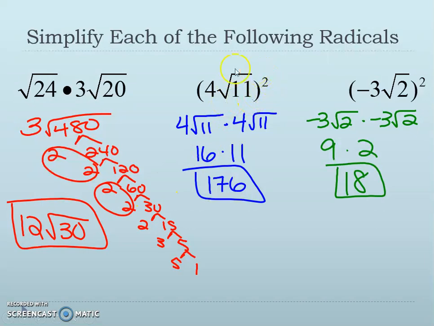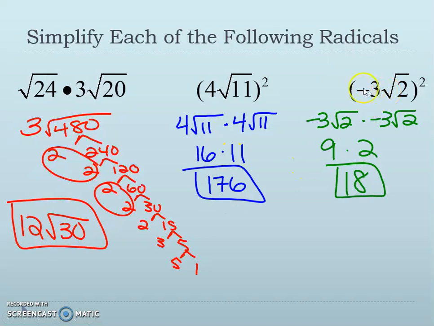Over here, if you have parentheses squared, that means you're going to do 4 radical 11 times 4 radical 11. 4 times 4 is 16. Radical 11 times radical 11 is just 11. If you multiply the same radical twice, it actually is 11. If you put this in the calculator, radical 11 times radical 11 gives you positive 11. So you get rid of the radical sign. So you actually do 16 times 11, which is 176.